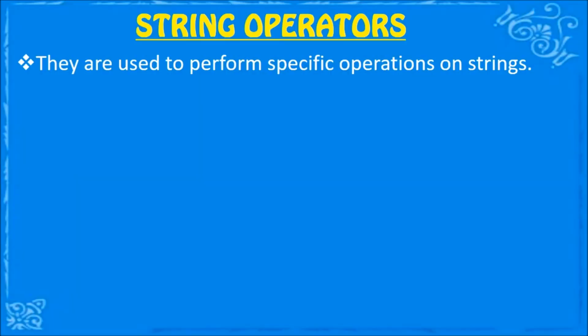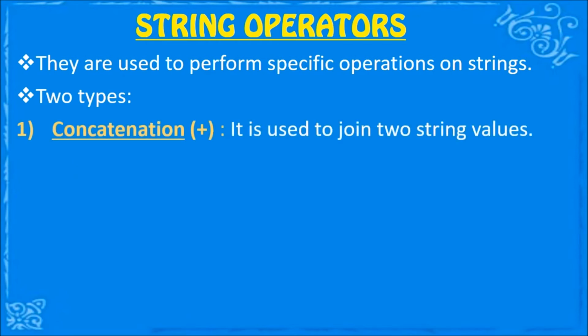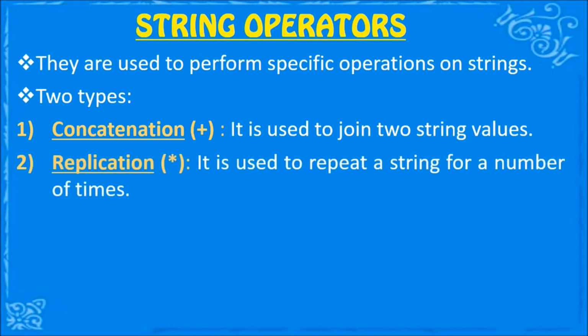The next operator is the string operator, and these operators are used to perform specific operations on strings. Again there are two types of string operator. The first is concatenation, that is plus, and it is used to join two strings. With the help of this plus sign, that is concatenation, we can add two strings. The next is replication, which is the asterisk sign over here, and it is used to repeat a string for a number of times. If you want to keep on repeating a string, that can be done with the help of the replication operator.